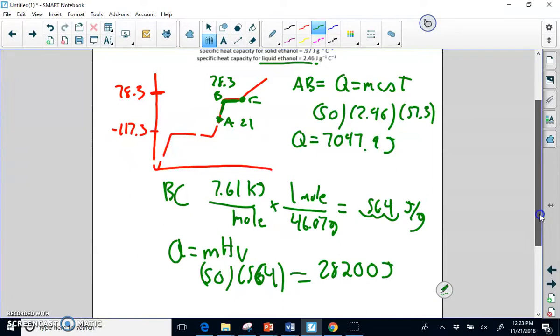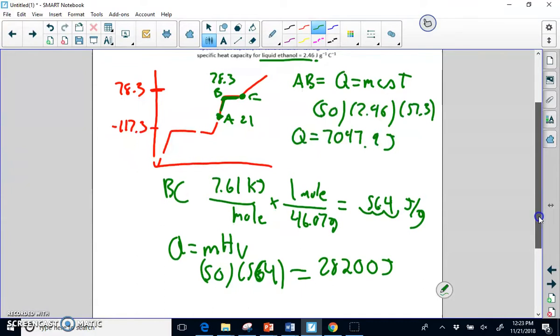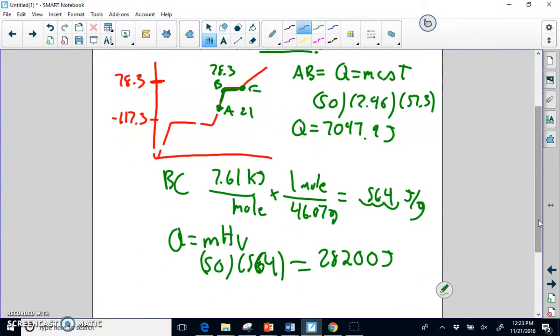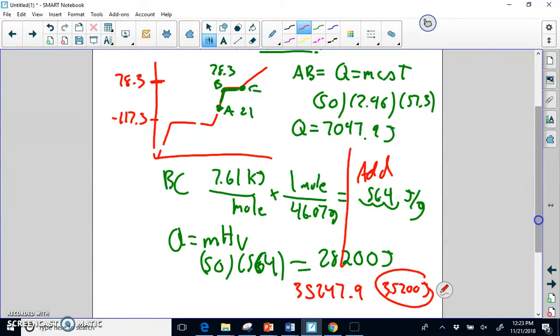Once you calculate the heats along the line segments, however many lines there are, you add them together. So we're going to add these two. If we add them together, we get 35,247.9. Usually 3 sig figs, and I'm just going to make the rule 3 sig figs here because I'm sick of the sig figs. So it would be this, in joules, as our final answer.